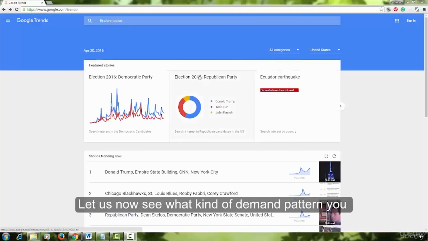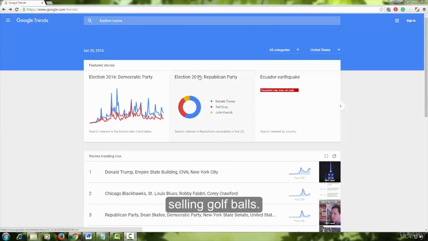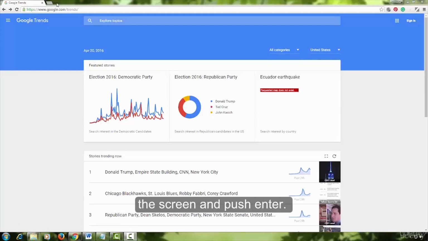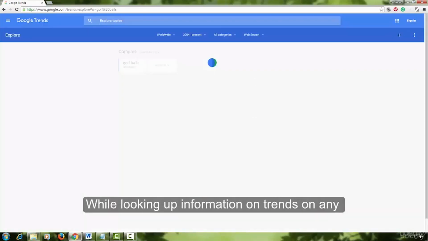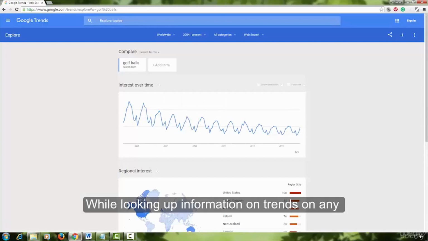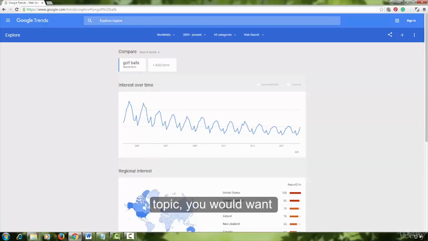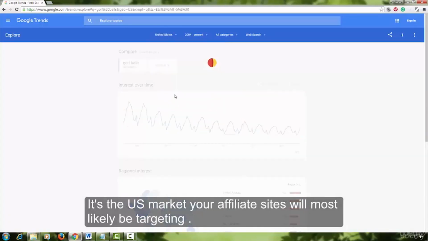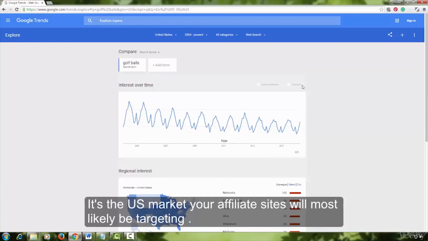Let us now see what kind of demand pattern you should expect to see if you are building a site selling golf balls. You type in golf balls into the text box at the top of the screen and push enter. While looking up information on trends on any topic, you want to make sure you select United States from the drop-down. It's the US market your affiliate sites will most likely be targeting.